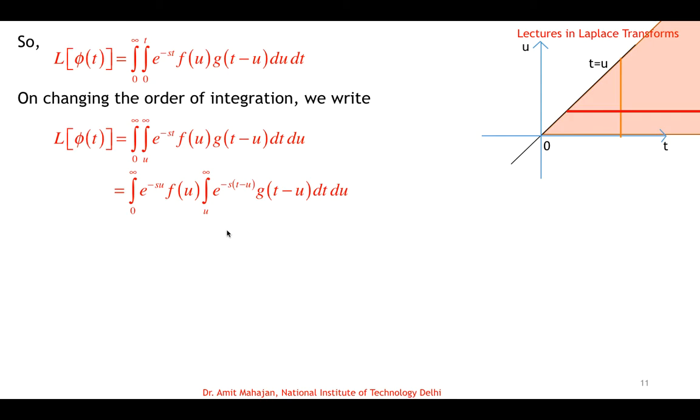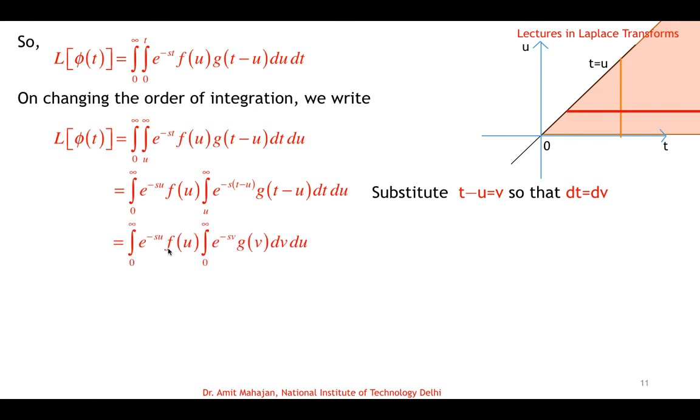Now, in this inner integral, I substitute t minus u as a new variable v, so dt will be dv because u is a constant here. The integration is with respect to t for the inner integral, and the limits change on substitution. The lower limit is t equal to u, so v becomes 0, and the upper t value is infinity, so v is infinity. The limits become 0 to infinity for this inner integral. The outer integral remains the same, and the inner integral becomes e to the power minus sv, because t minus u is v, times g(v), dv, with du remaining du.